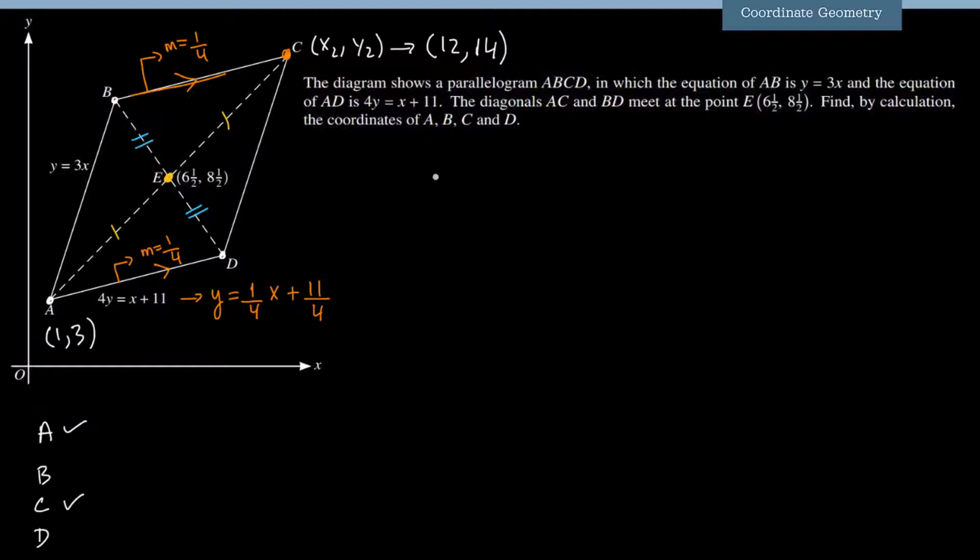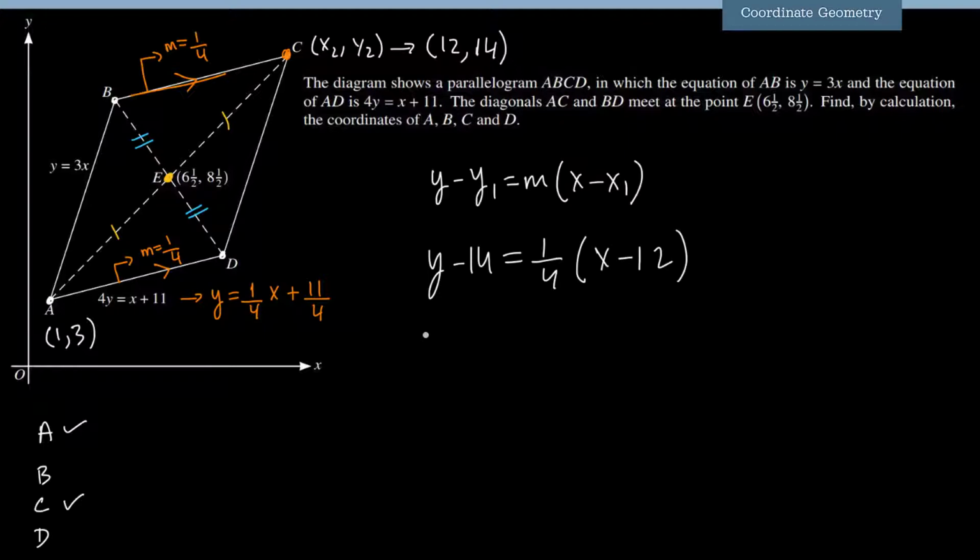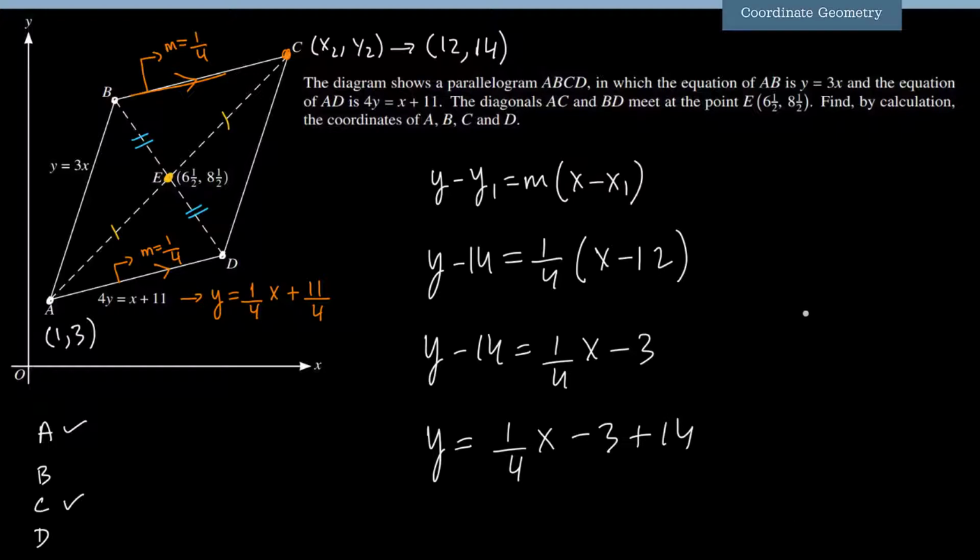To find the equation, we use the formula y minus y1 is equal to m times x minus x1. x1 is 12 and y1 is 14, so y minus 14 is equal to m, which is 1 upon 4, times x minus 12. This gives me y minus 14 is equal to 1 upon 4x minus 3. Adding 14 on both sides would give me y is equal to 1 upon 4x minus 3 plus 14. Minus 3 plus 14 is 11, so y is equal to 1 upon 4x plus 11. This is the equation of line BC.